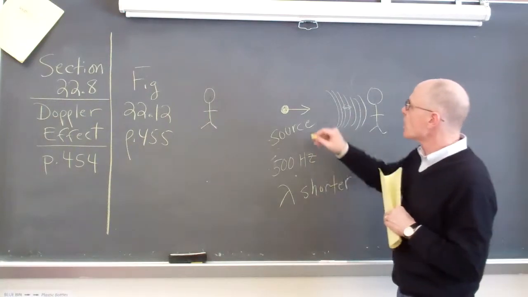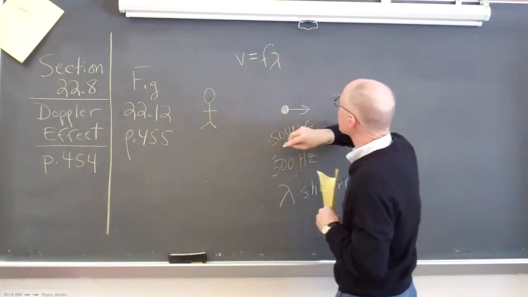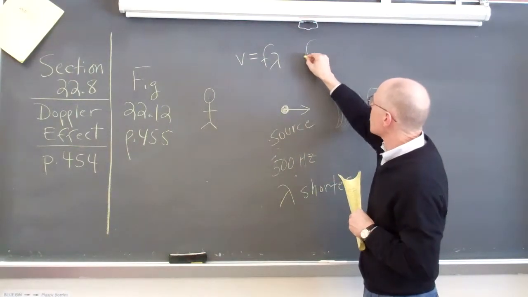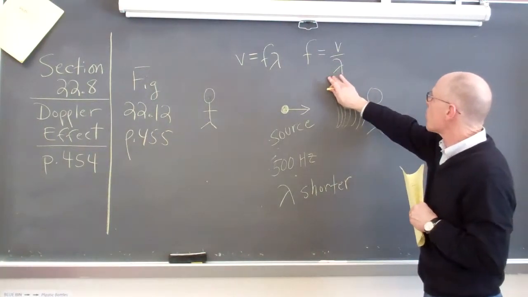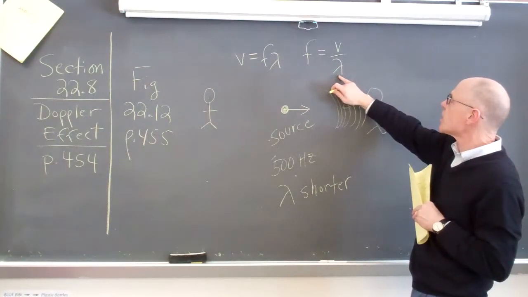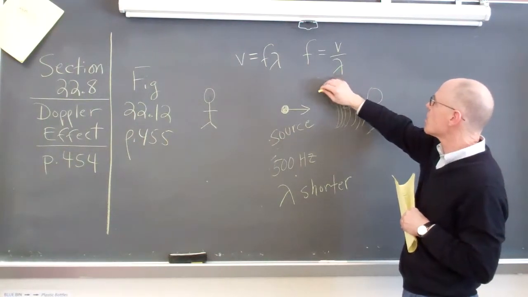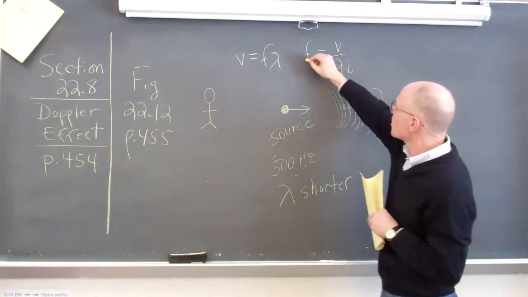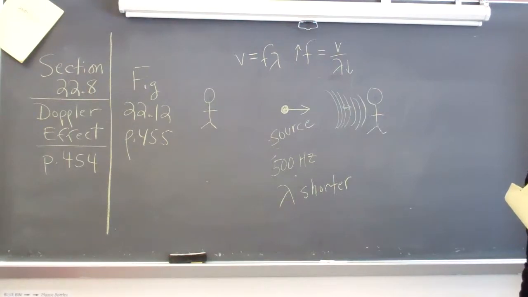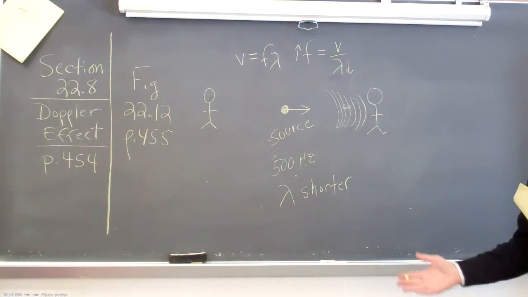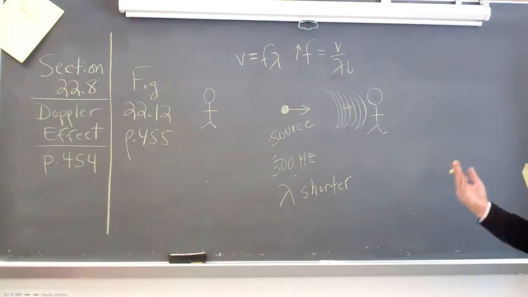And you remember from periodic wave motion, speed is equal to frequency times wavelength, and you can solve for frequency. It's speed divided by wavelength. So if the wavelength appears to be shorter and you're dividing by a smaller number, then if the wavelength goes down, the frequency goes up. Again, this is only what's perceived by the listener. The source of sound is just putting out a constant 500 hertz, but it sounds higher to the observer because of the motion.